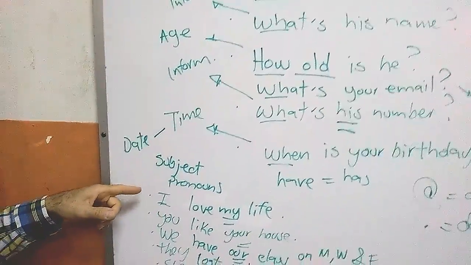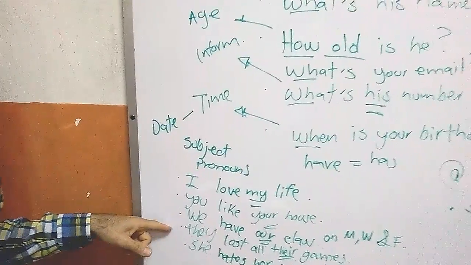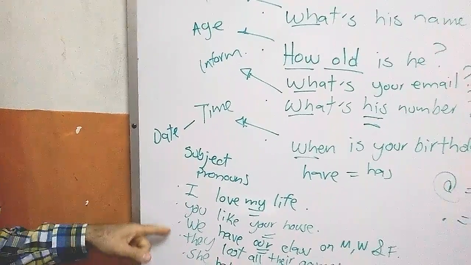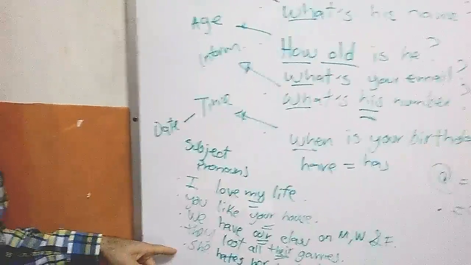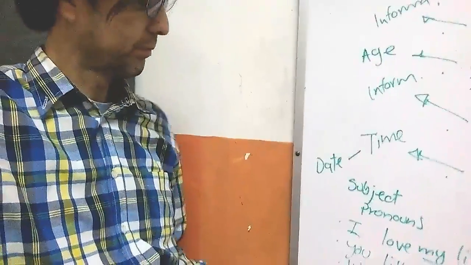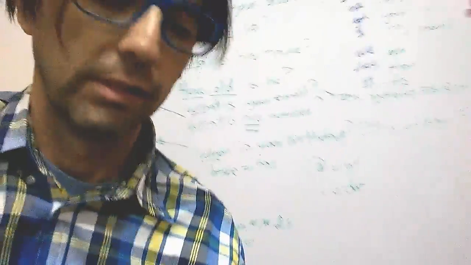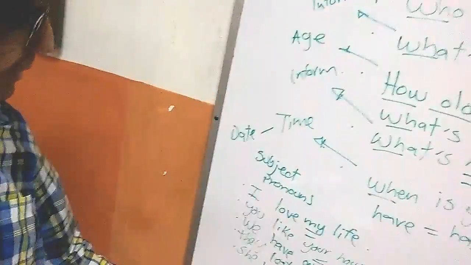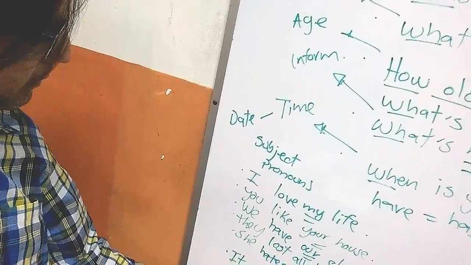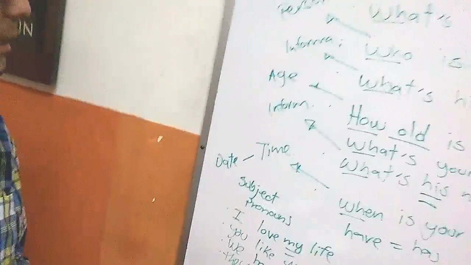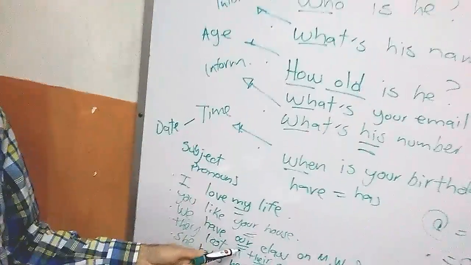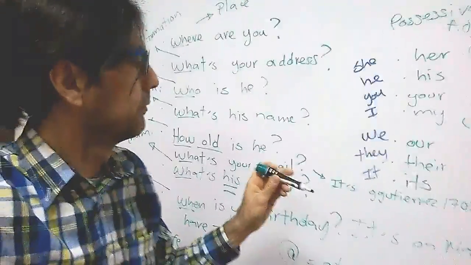Now we have the subject pronouns: I, you, we, they, she, he, it. I missed he, but that's another subject pronoun. And this: my, your, our, their, her, its, and your. These are possessive adjectives. Okay?